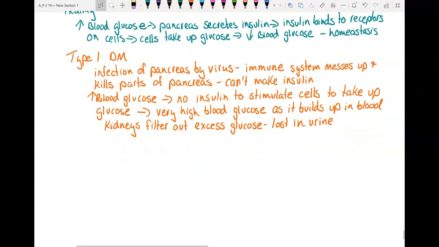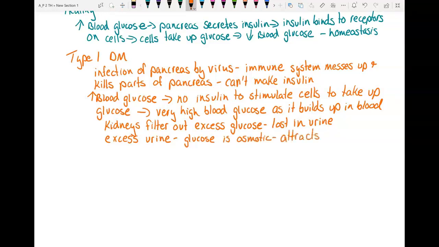Also, because you have that glucose in the urine, you get excess urine. So people with diabetes go to the bathroom a lot. Glucose has osmotic pressure. It attracts water. So all that glucose in the urine attracts more water into the urine.